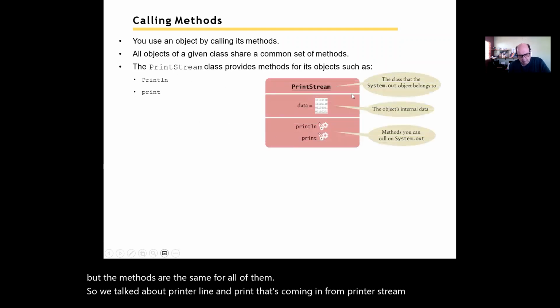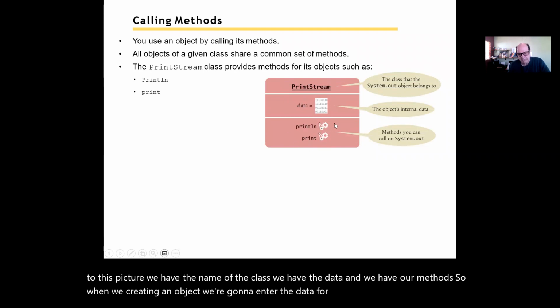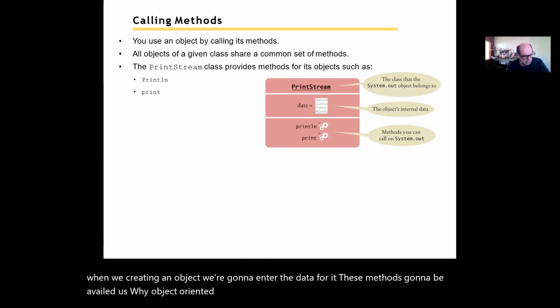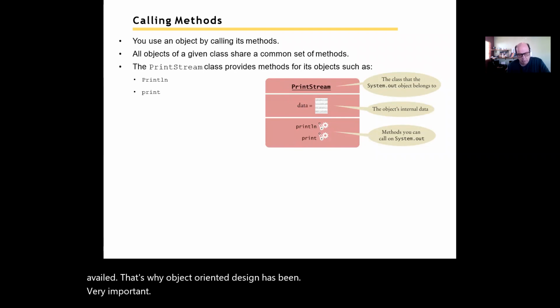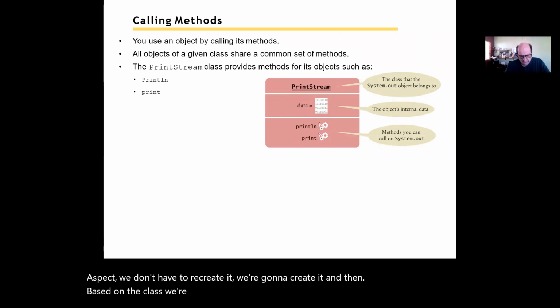Again, back to this picture, we have the name of the class, we have the data, and we have our methods. When we're creating an object, we're going to enter the data for it, and the methods are going to be available. That's why object-oriented design has been a very important aspect. We don't have to recreate it. We're going to create the class, and then based on that class, we're going to create objects of that class.